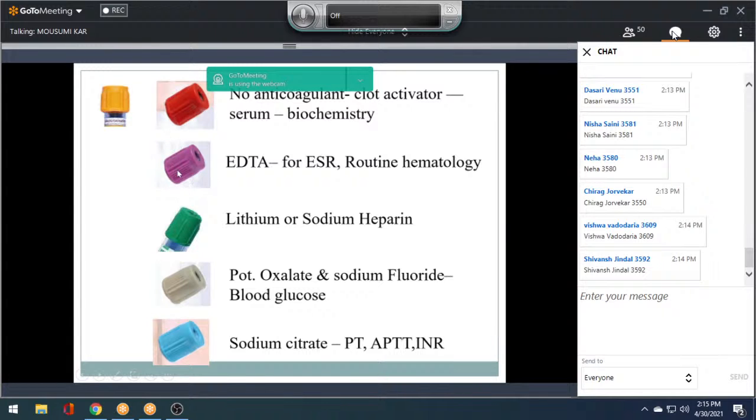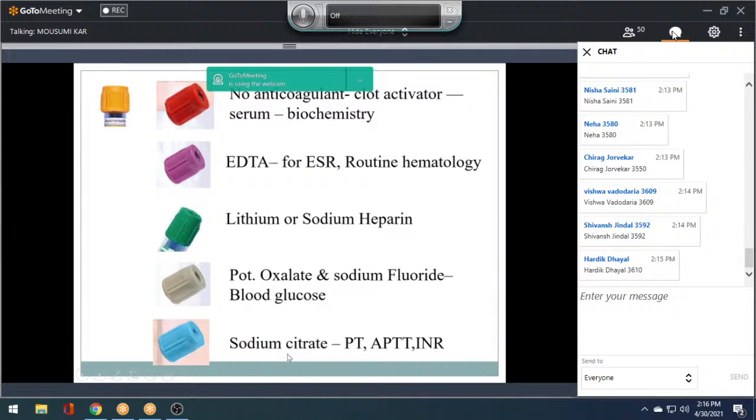Now we have this lavender or purple color, which is EDTA. EDTA is used for routine CBC, routine complete blood count, and for ESR. We can also use it for ESR, but actually citrate is preferred for that. Then we have the heparin tube or the green tube, which has lithium or sodium salt of heparin. Then we have the gray one, which has potassium oxalate with sodium fluoride, which is used for blood glucose. Because, as we have all learned in the glycolytic pathway, glycolysis is inhibited by sodium fluoride. So we use it for estimating the blood glucose.